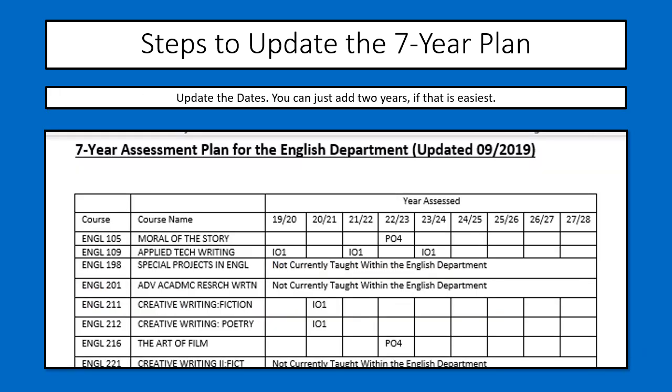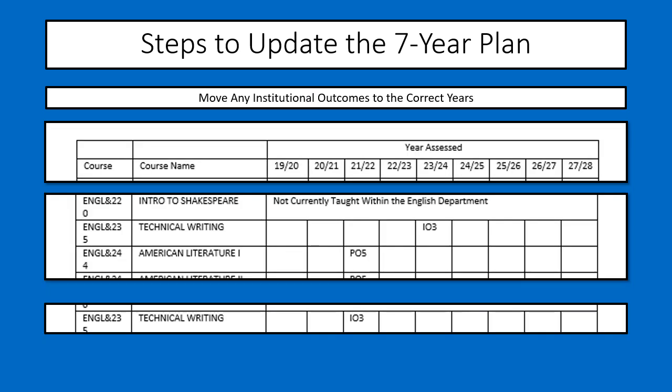The first thing that you'll want to do is update the dates. You can just add 2 years if that's easiest. That's what I did. In another couple of years, we'll have to do something else, but for now, that'll work. You need to update any course descriptions, remove any unnecessary courses. You'll need to move any institutional outcomes to the correct years.